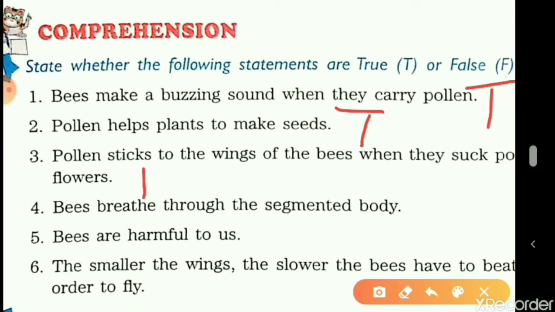So this is a false statement. Now fourth, bees breathe through the segmented body.